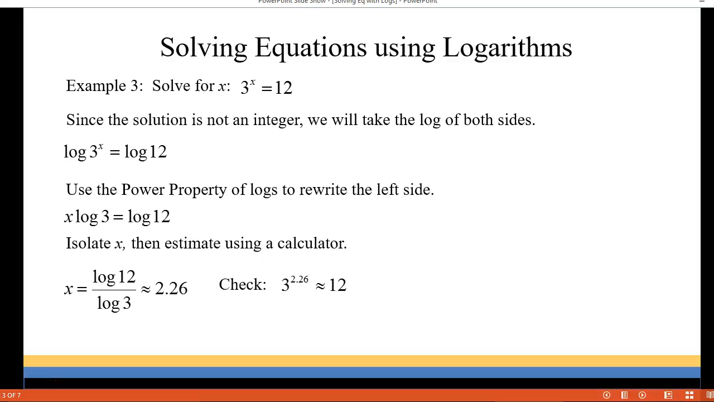You can always check your work by going back to the original equation. 3 to the power of 2.26 is almost 12. It's going to be a little bit off because we're rounding the numbers, but it'll be very close to 12.